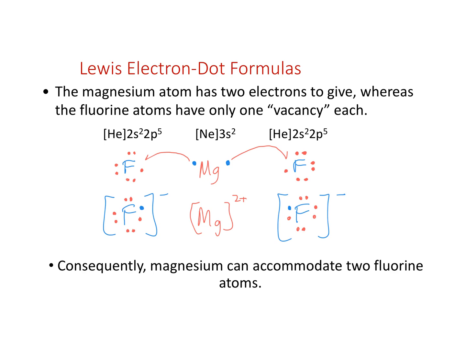Now I can form an electrostatic attraction between the negatively charged fluoride and the positively charged magnesium. But we can use that Lewis electron dot formula to represent the valence electrons that magnesium has to lose. Magnesium has 2, and each fluorine wants to gain 1 electron. That means I can accommodate 2 fluorines around that central magnesium. Because magnesium loses 2 electrons, and each fluorine would like to gain 1 electron, that allows for 1 magnesium to 2 fluorines for that formula.